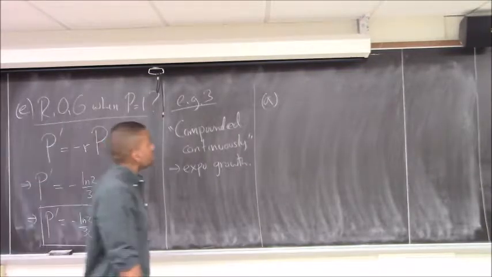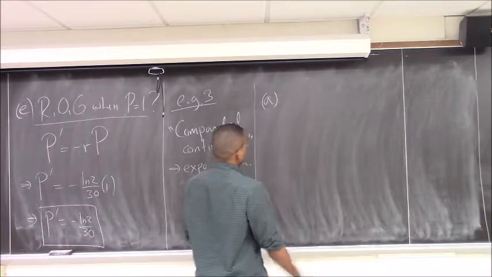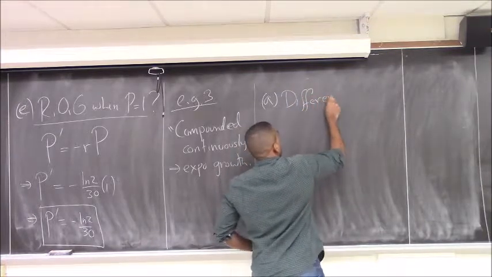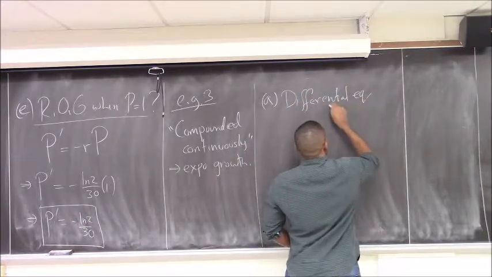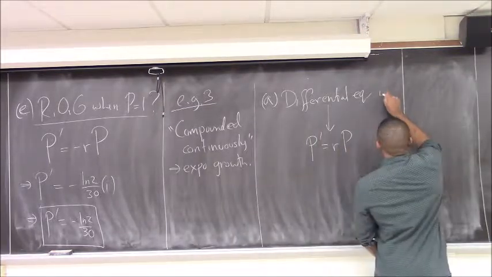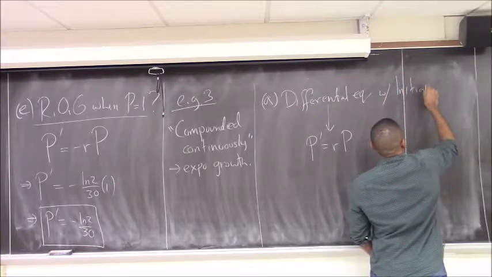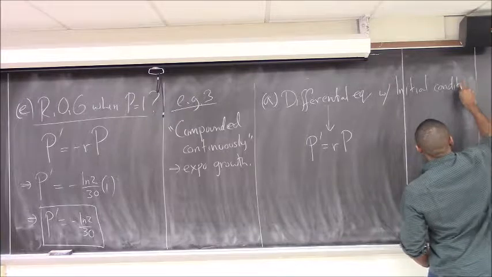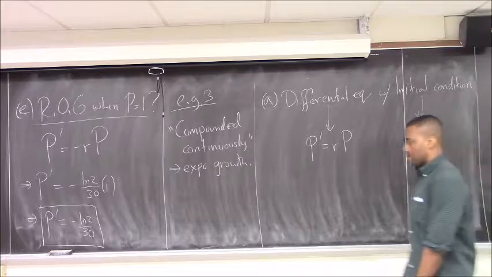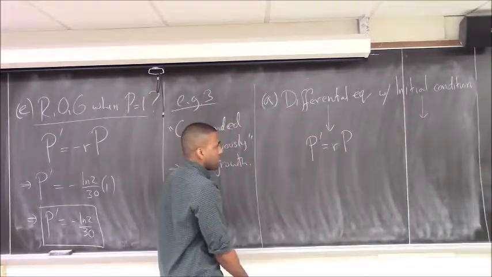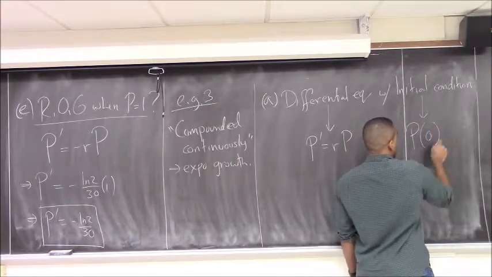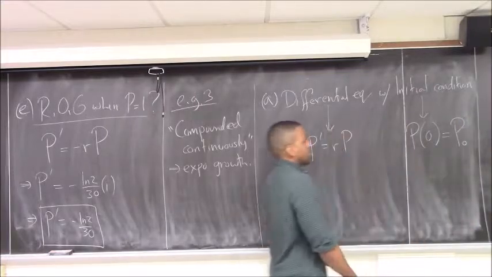So what does that mean? What's the differential equation? The P prime equation. This refers to P prime equals RP. We know it's exponential growth, so it's positive. With initial condition, what equation is that? That's actually an equation as well. Which one is it? That's the equation that tells you the P naught value. So P of 0 equals whatever that is.